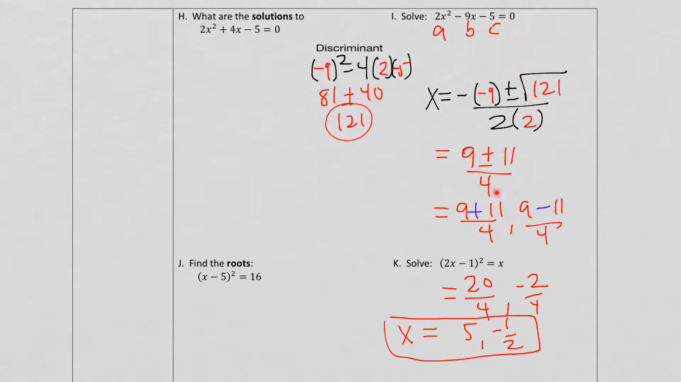And again, in this case, because I can simplify this a little bit more, I can just get numerical answers for my solutions. I can separate the plus and minus, and I can compute to be x equals 5 and x equals negative 1/2.